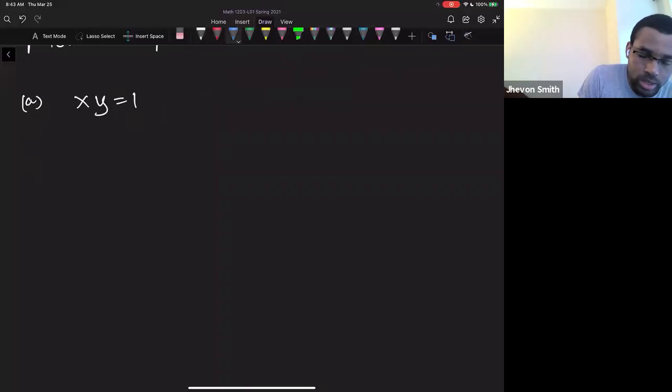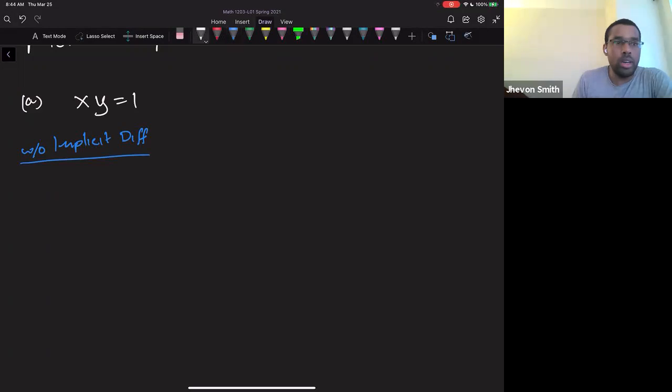So here you'll notice, without implicit differentiation, we could actually do this in another way. One, I could have just solved for the y, right? I could just say, well, this means that my y is equal to 1 over x, right? And of course, this is allowed because my x is not 0. How do I know that my x is not 0? You can't have 0 in the denominator.